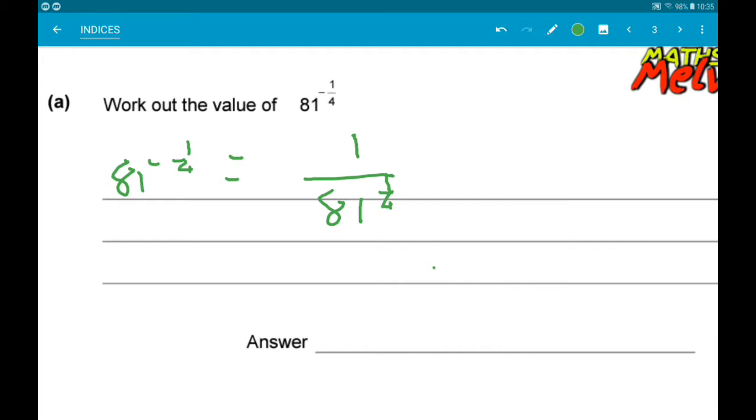So 1 times 1 times 1 times 1 is 1. 2 times 2 times 2 times 2 is 16. 3 times 3 is 9. 9 times 3 is 27. 27 times 3 is 81. So it's 3 on the bottom. So it's 1/3.